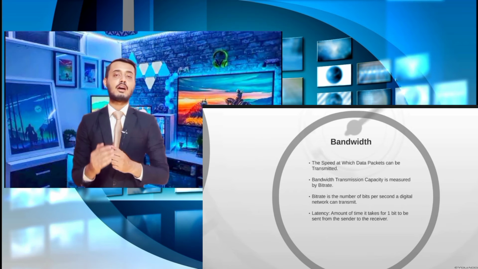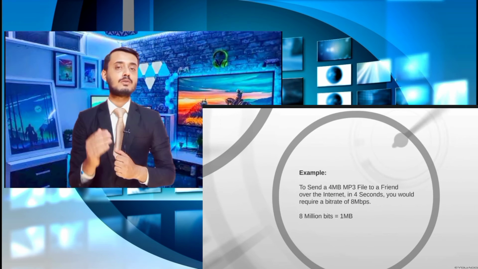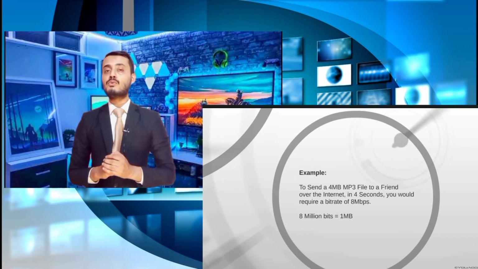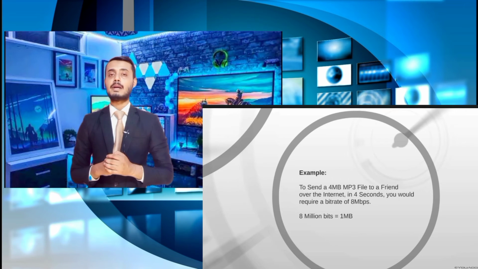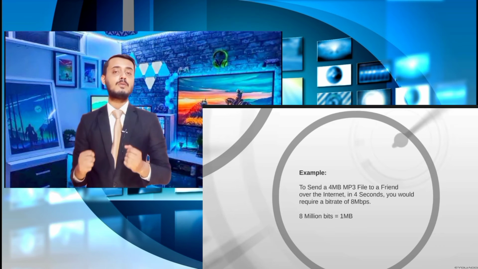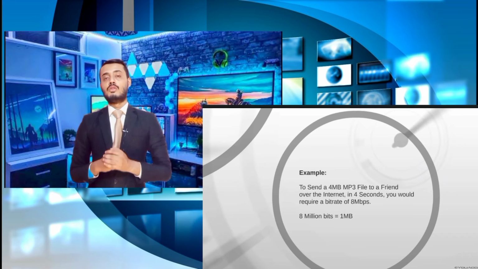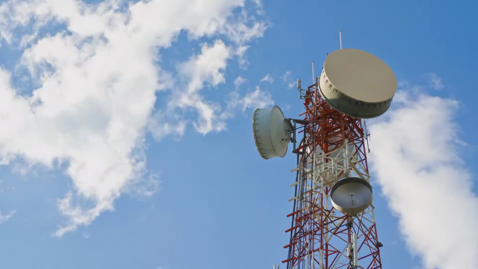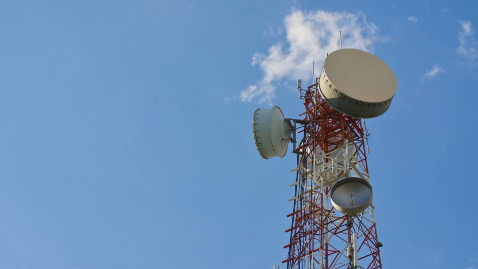If you want to send a 4 megabyte MP3 file to a friend through an email attachment in 4 seconds, you would require a bit rate of 8 megabits per second, because 8 million bits equal 1 megabyte. Now, with billions of people connected to the internet at any given moment, it goes without saying that the internet is comprised of hundreds of thousands of networks and links, connecting billions of devices globally.